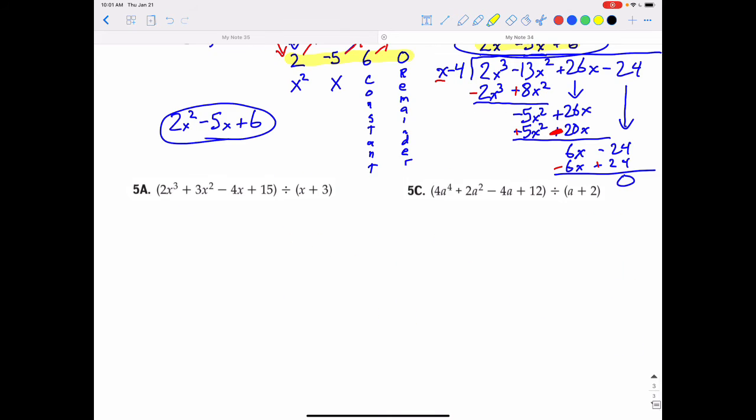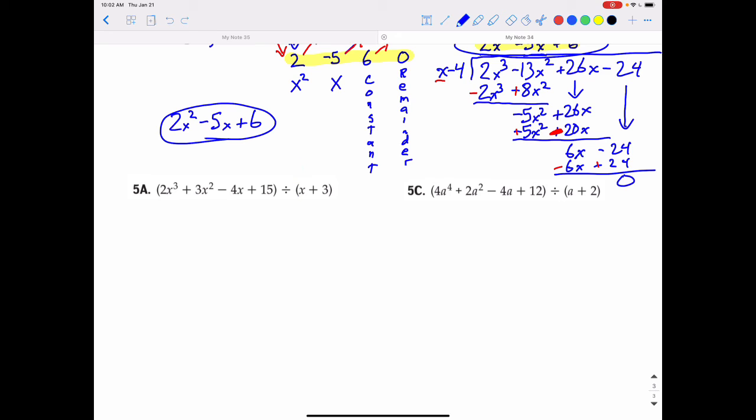So let's try a couple more examples. Problem 5a is 2x cubed plus 3x squared minus 4x plus 15 divided by x plus 3. Before we try synthetic division, let's make sure that we can do synthetic division. Does the divisor have a lead coefficient of 1 and an exponent of 1? That is true, because there is a hidden 1 as the lead coefficient in front of this x, and there is a hidden exponent of 1 behind it. So we can do synthetic division.